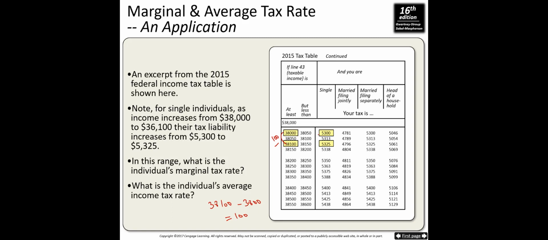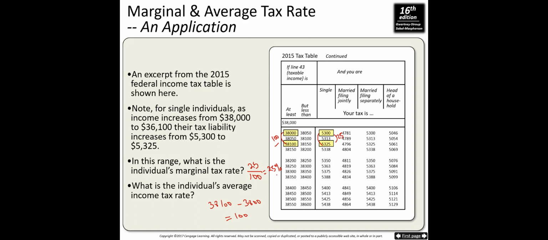Look how much your tax increases: 5,300 to 5,325, $25. So your marginal tax rate is how much you pay out of this additional income. In this case, it's 25%. How do we find it? The $25 you pay additionally in tax divided by the additional income of $100, which is 25%.